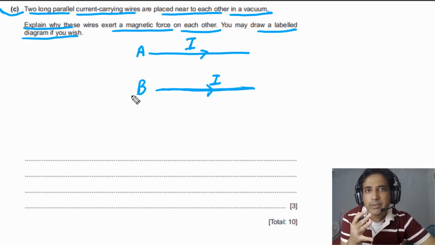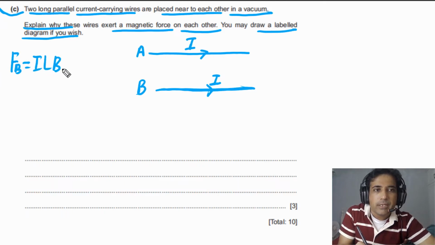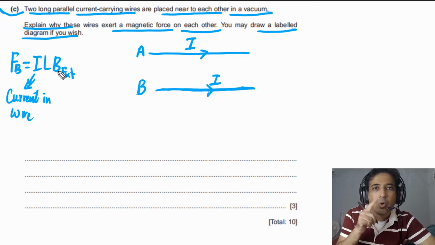Now we need to find out force on one wire due to another wire. So we need to understand magnetic force F_B is equal to ILB. In this case, this B you have to be clear. This is the external magnetic field, not due to the same wire. So I is current in the wire. If you are talking about force on wire A, so this is current in wire A. And B in this case will be the magnetic field of wire B.